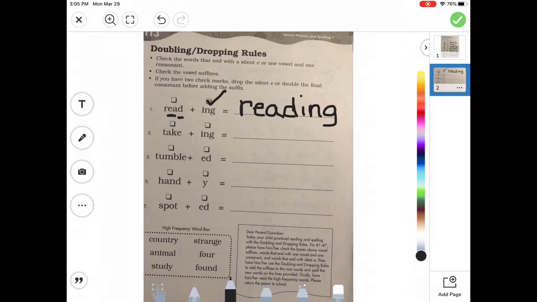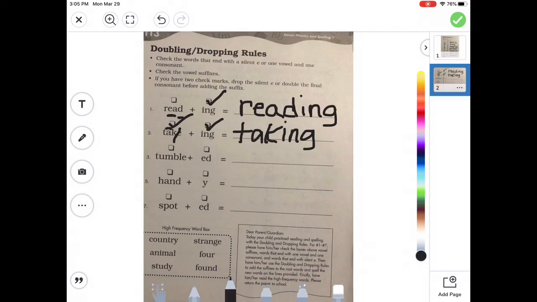How about the next word? It's one of our sight words. Take. Very good. So long A, sneaky E, so I know I can check that off. Then I've got ing, which is a vowel suffix, so I can check that. So I've got take, but remember, since that E is silent and I got a vowel coming up, I'm going to take that E off and just add ing, taking.